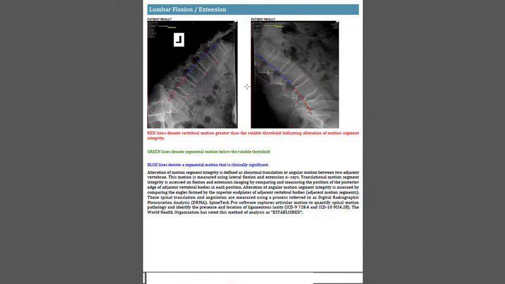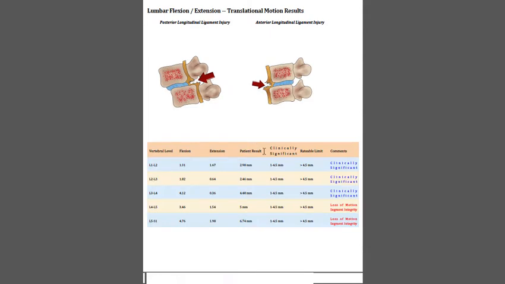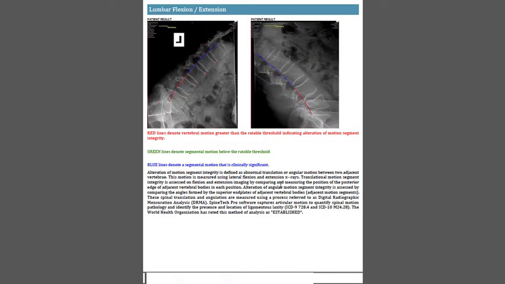At the next level down, we're looking at what's happening between L5 and S1. If you go to the report again at L5 S1, the rating is 6.74. And again, when you look at what's happening, it is a posterior translation from this point to this point. So that's how you interpret it.